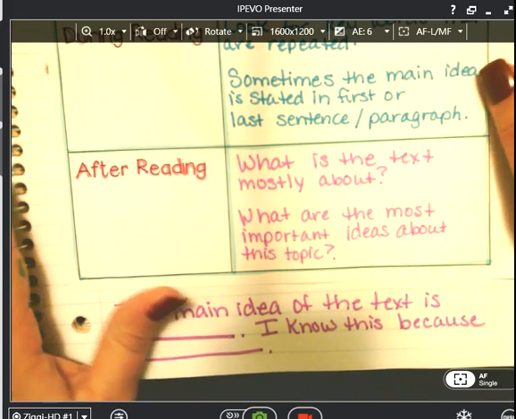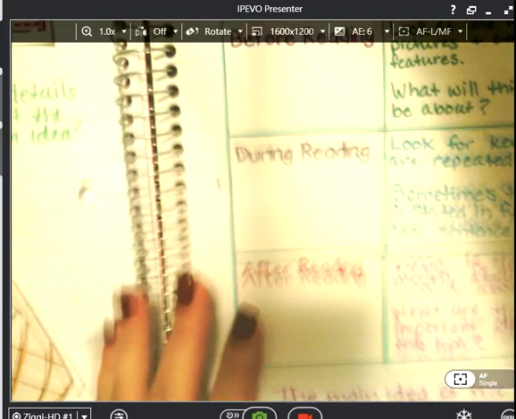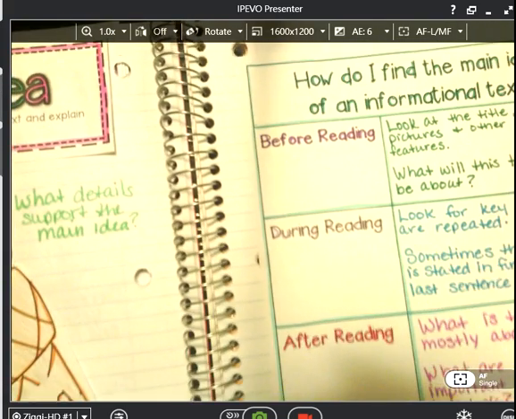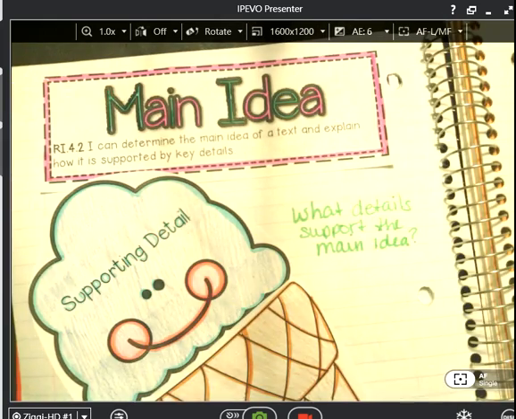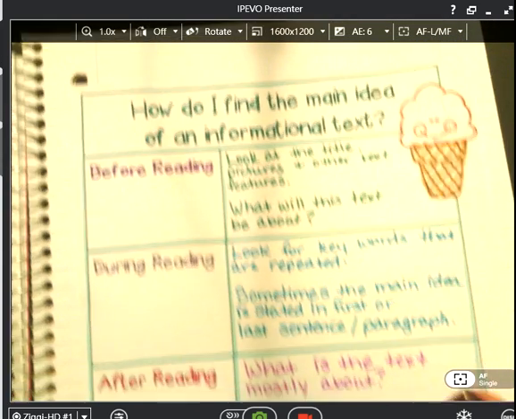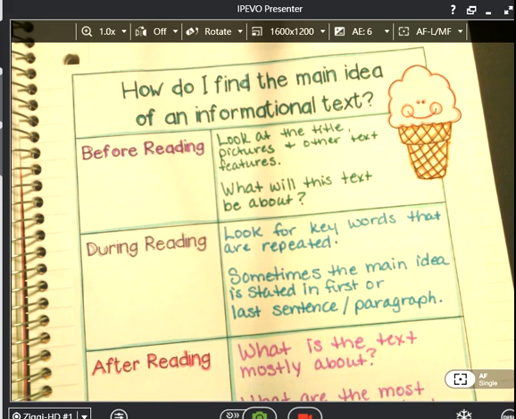Alright, so now that you've got your page here written, we will be going over this in detail this week. So again, your first page of main idea and your second page, how do I find the main idea of an informational text. Once you have this written, you can go ahead and we will be reading or looking over this as we read this week.